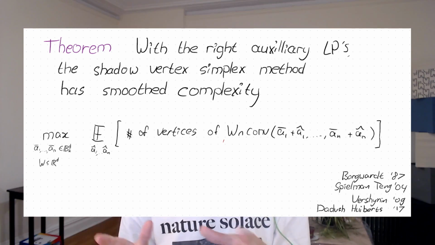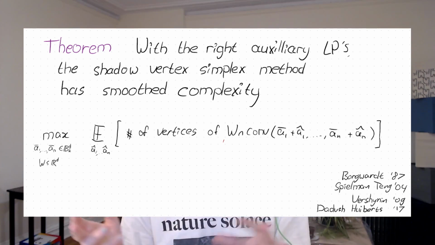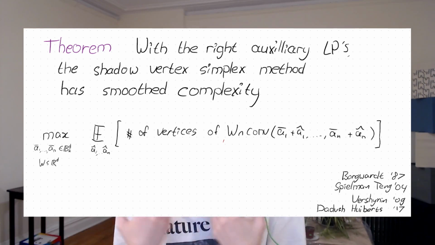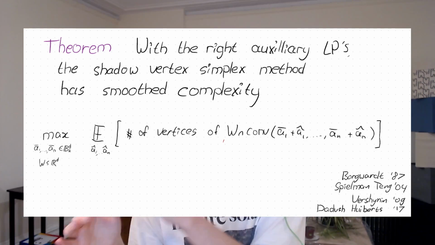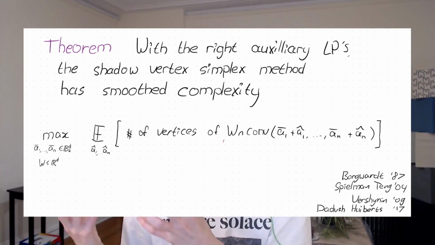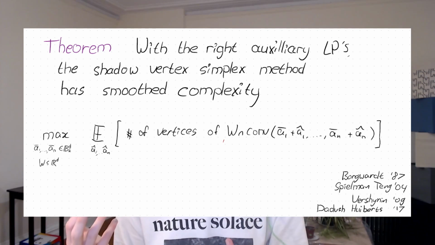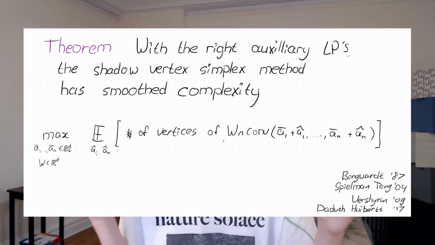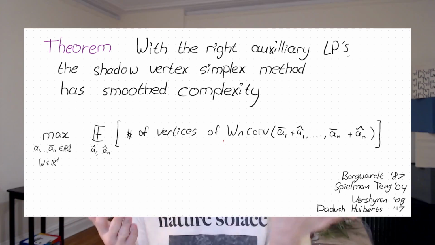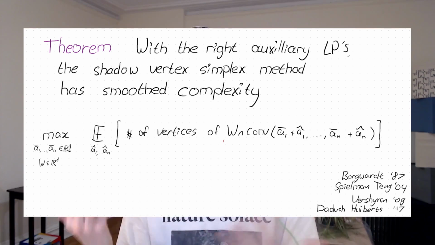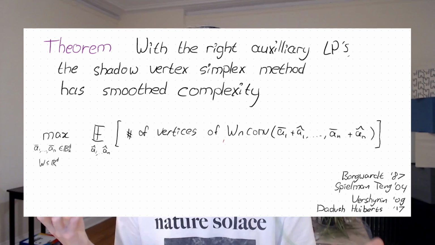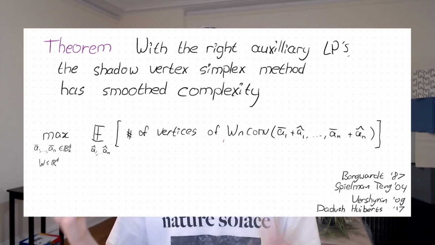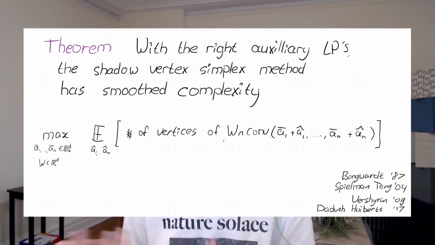How we went from projections to intersections is a phenomenon known as polar duality. I'm not going to get into this. But now we have a 2-dimensional polygon. We can count how many vertices it has. And the smooth complexity of this slice, the smooth number of vertices of this polygon, is exactly equal to the shadow vertex simplex method's smooth complexity.